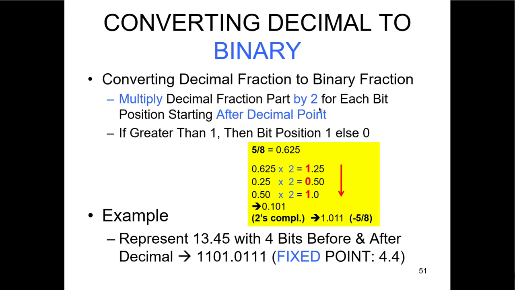And again, I don't want you to just look at this. I'm not going to test you on these kinds of things. I want you just to understand the complications involved in this math. So converting the decimal fraction to a binary fraction, if you remember, we have to do the integer portion and the fractional portion separately. We multiply the decimal fraction by 2, starting after the decimal point, and if the bit position after the decimal point is a 1, then we put a 1. If it's 0, then we put a 0.